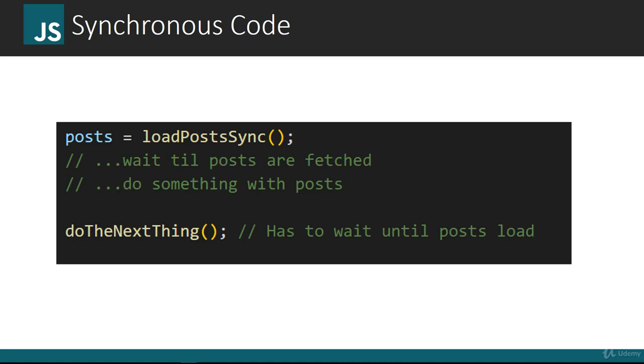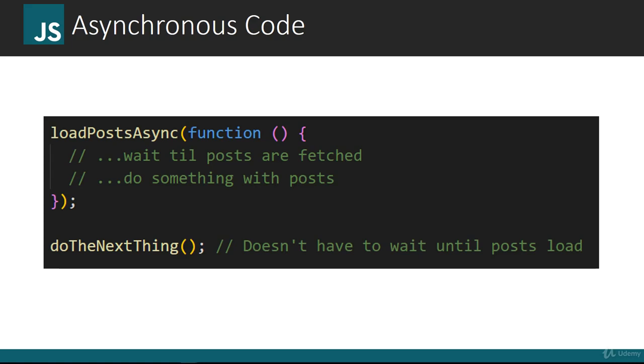Now, in this way of writing this code, we're going to have to wait until the posts are fetched and then do something with the posts, and then only after that's done can we move on to the do the next thing function. So this is what's called blocking code. It's going to block until the posts are fetched and loaded, which obviously slows things down.